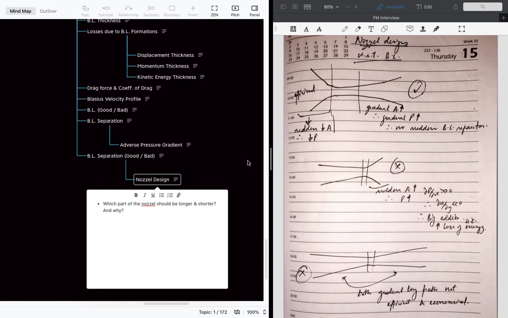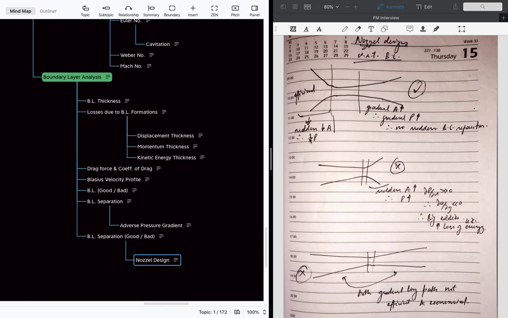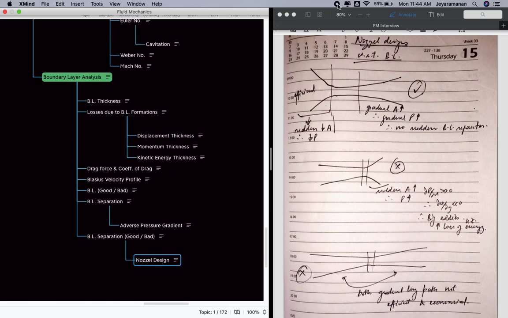Okay, so that's all for fluid dynamics. We will next see about the fluid machines.